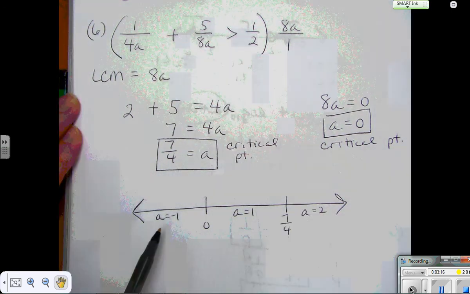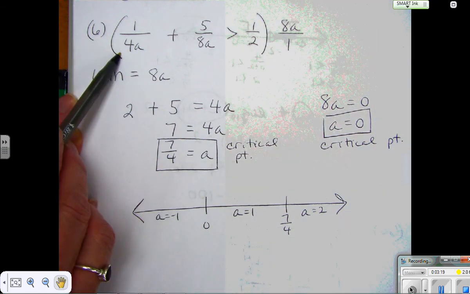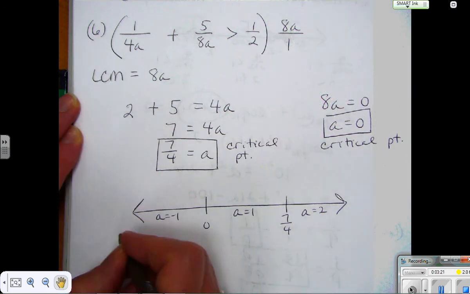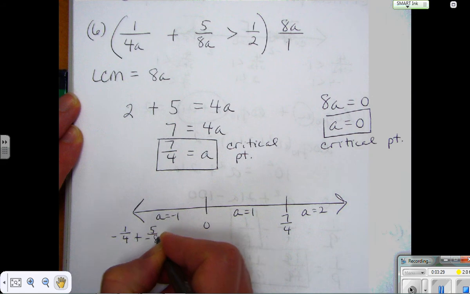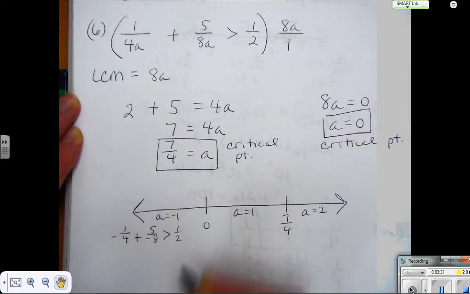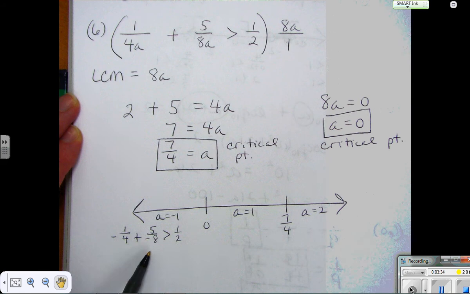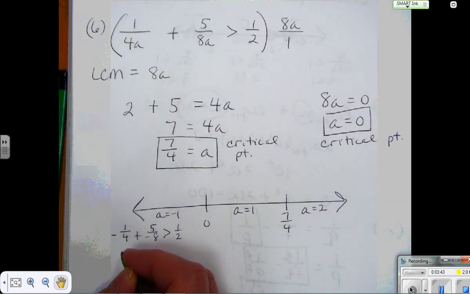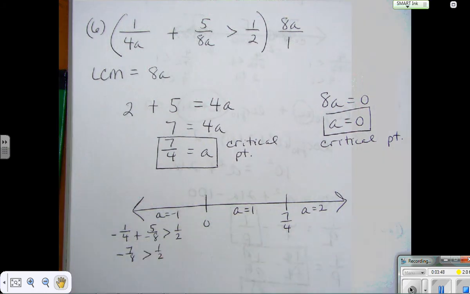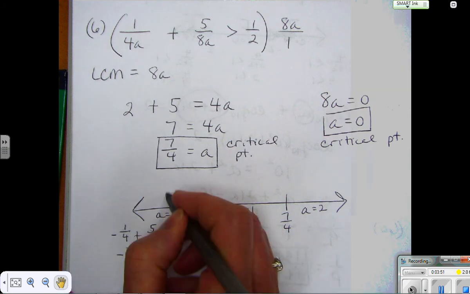Okay, so I'm going to take my value for a and plug it into the original inequality, see if it makes a true statement. So I'm going to have negative 1 over 4 plus 5 over -8 greater than 1 over 2. And you can type those fractions into your calculator to help you simplify it faster so you don't waste a lot of time with this part. So that's going to work out to be -7 over 8 is greater than 1/2, which that's not true. Okay, so that part doesn't work.